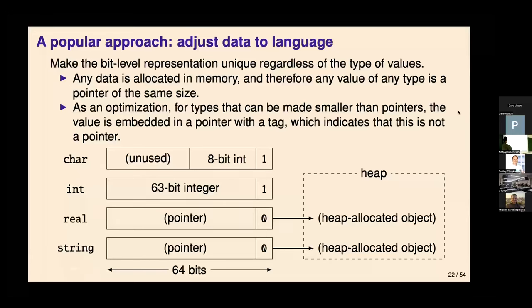Almost all of you already know that there is a popular approach, which is sacrificing the least significant bit. So any data is located in memory, and as an optimization, types that can be treated as integers are treated as such rather than pointers.